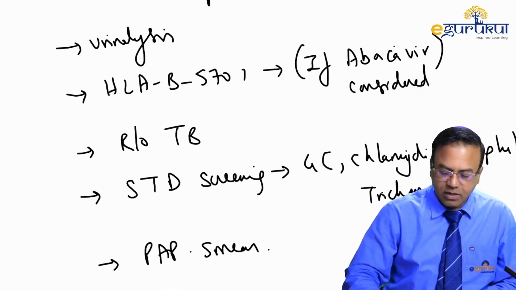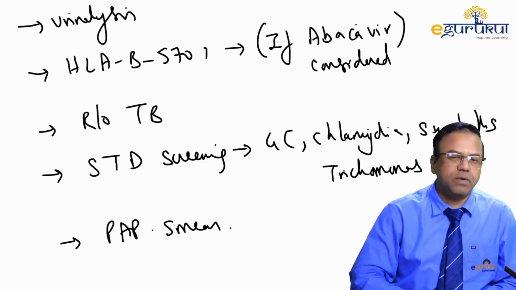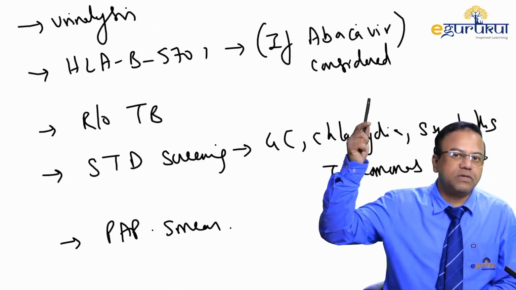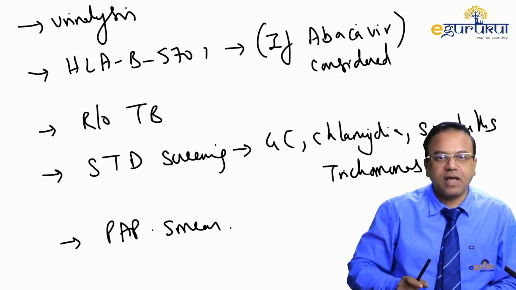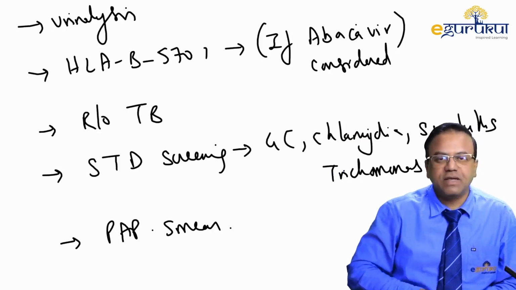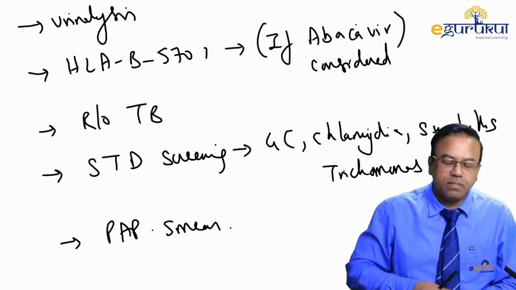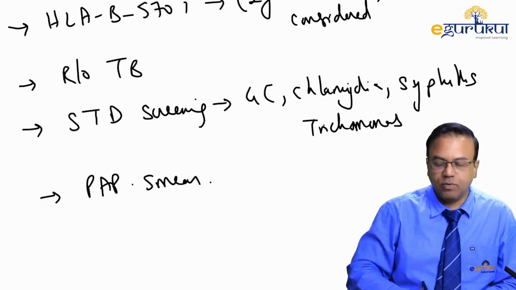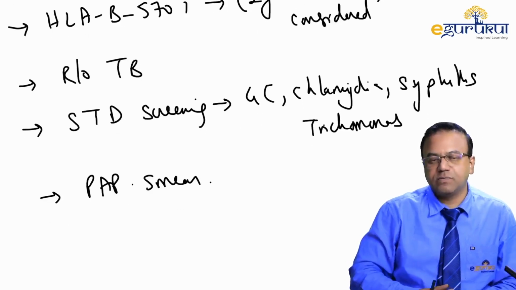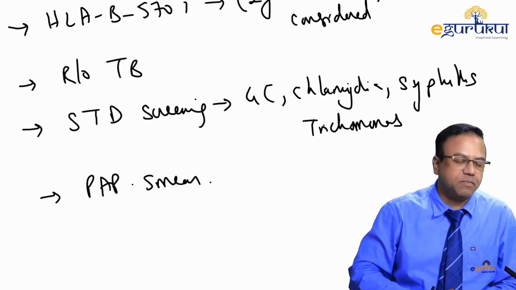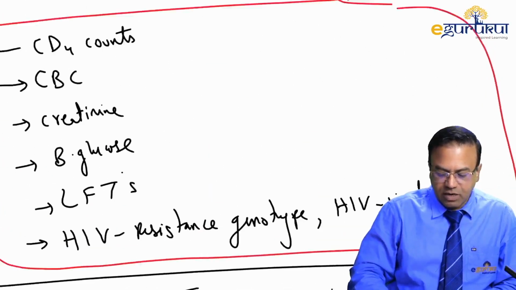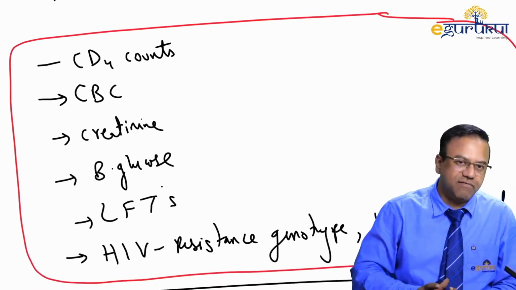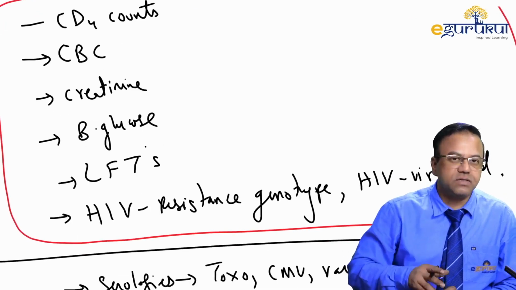Urine analysis has to be done. HLA-5701 becomes important in patients who are going to be started on abacavir. This is because you can get a hypersensitivity anaphylactic reaction in those who have got HLA-B5701 if you use this drug. Obviously, you have to rule out tuberculosis. Sexually transmitted diseases, standard screening should be done. Pap smear should be done if it's a female. So these are all the investigations that are additional, but typically these are investigations you're going to get done first in a patient who comes out with HIV test positive.